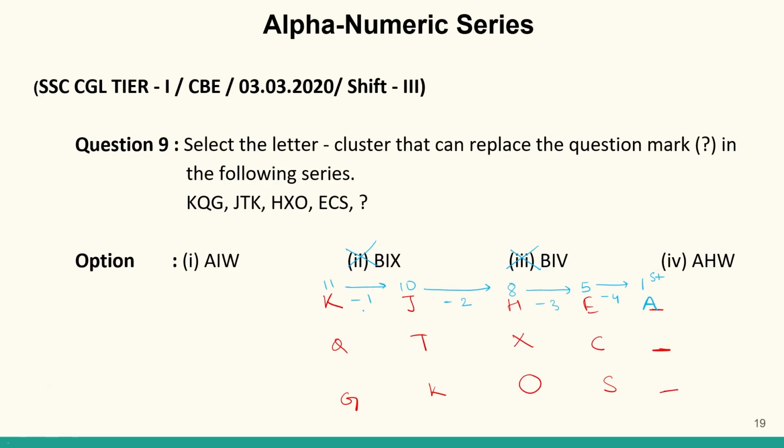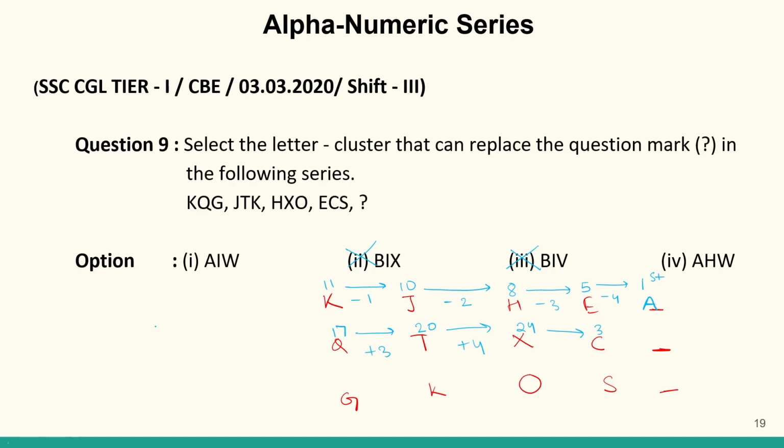That is why it is important to follow the elimination approach. Now Q is ranked at how much? 17. T is ranked at 20. X is ranked at 24. And C is ranked at 3. So from here we are going 3 positions forward. We are going 4 positions forward.